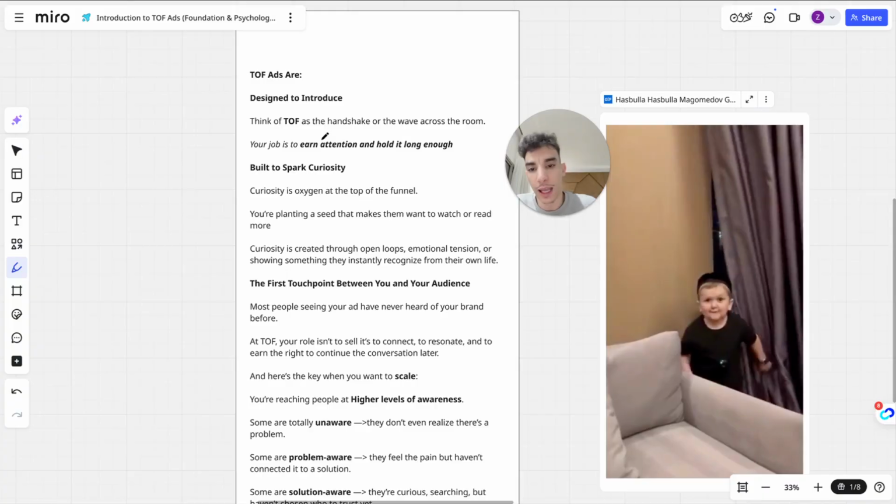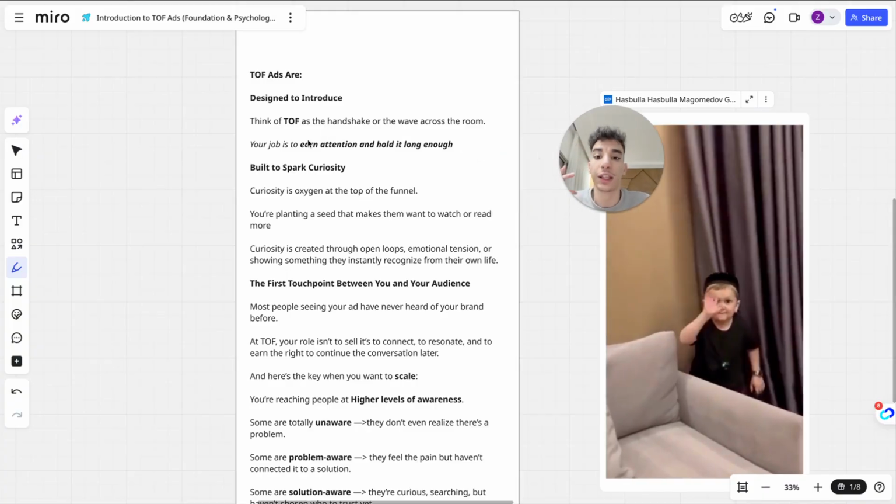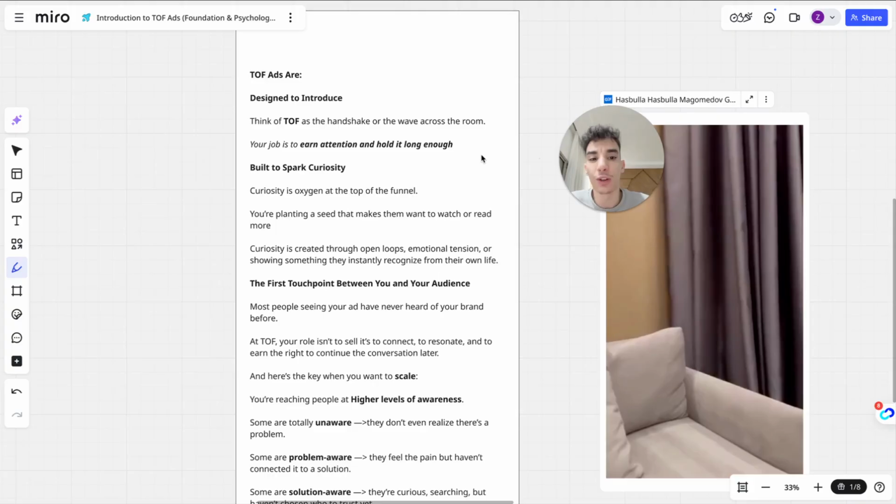Top of funnel ads are designed to introduce. So basically you need to think of top of funnel as the handshake or the wave across the room.